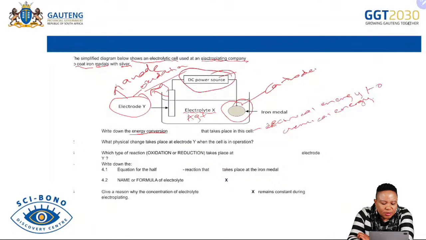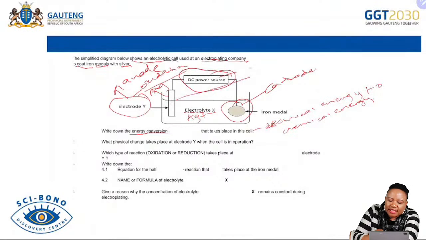What physical changes take place at electrode Y when the cell is in operation? Definitely, electrode Y, we've identified it as our anode. We expect that it will undergo oxidation, and the mass of electrode Y will do what?